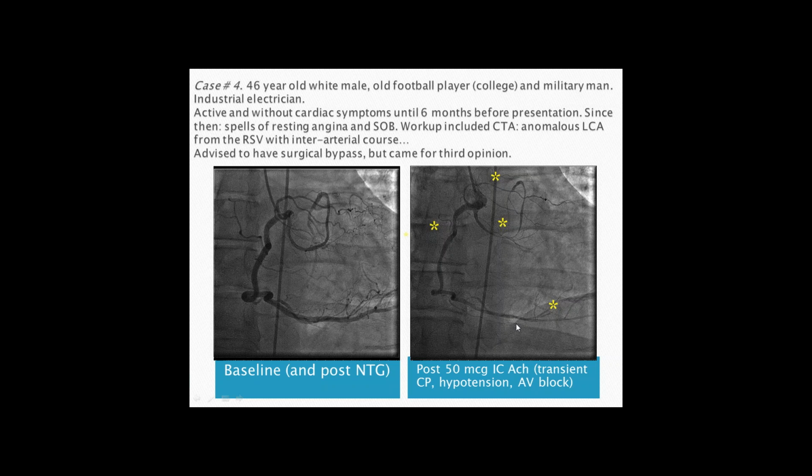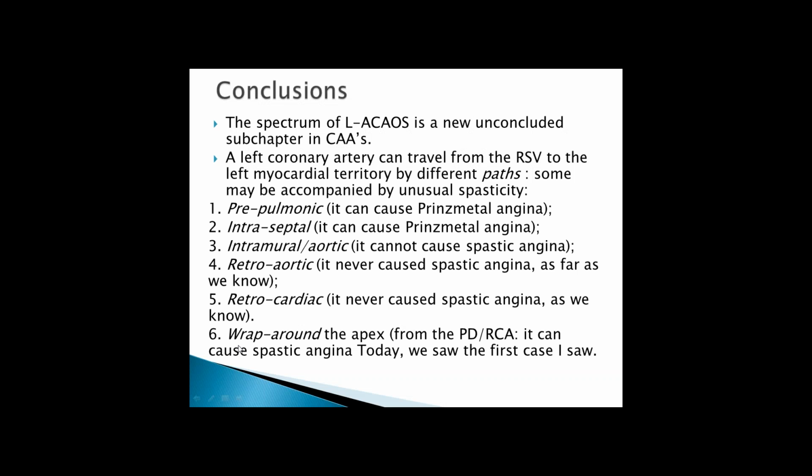Again, AV block, ST elevation, chest pain, everything resolved with nitroglycerin. So we have now this panorama that is obviously just initial. We started with this routine study of patients with angina suspicious of Prinzmetal angina, especially angina at rest, in patients with anomalous coronary arteries, especially the left from the right.